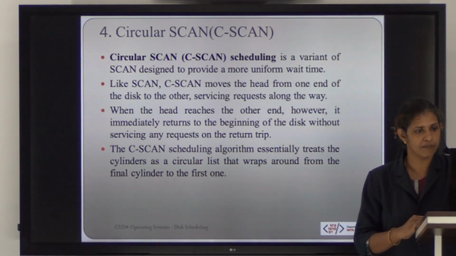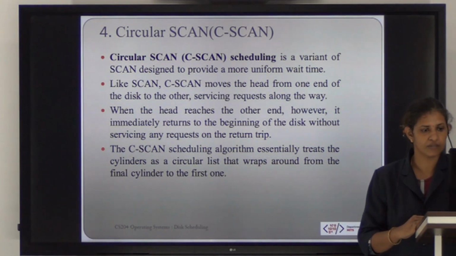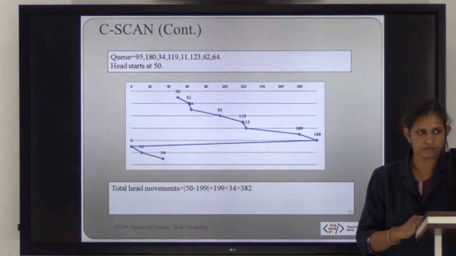Like scan, C-scan moves the head from one end of the disk to the other, servicing requests along the way. When the head reaches the other end, however, it immediately returns to the beginning of the disk without servicing any request on the return trip. The C-scan scheduling algorithm essentially treats the cylinder as a circular list. It wraps around from the final cylinder to the first one.